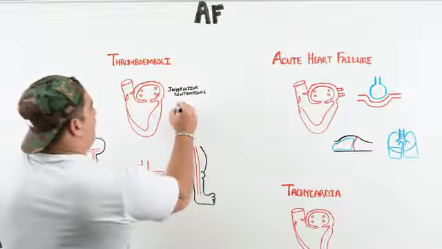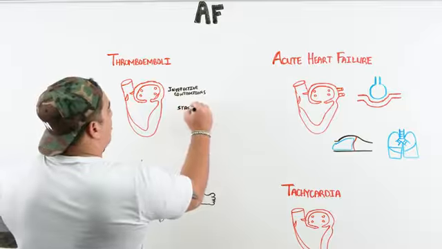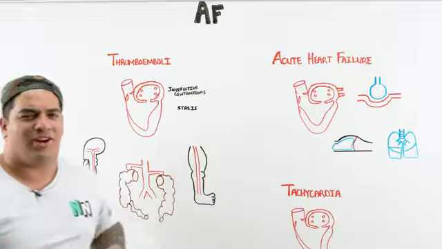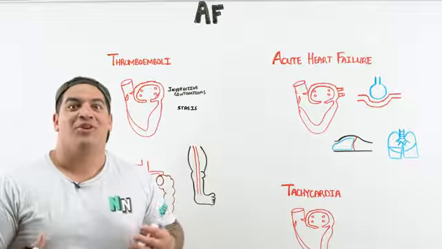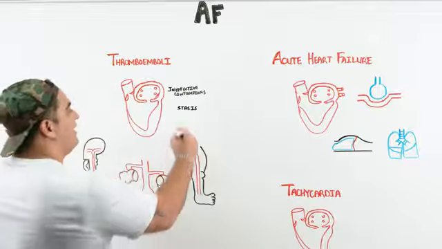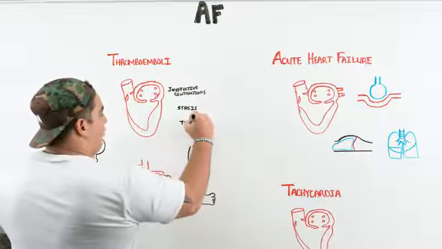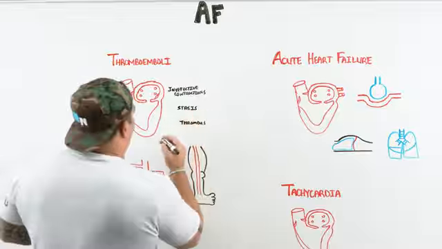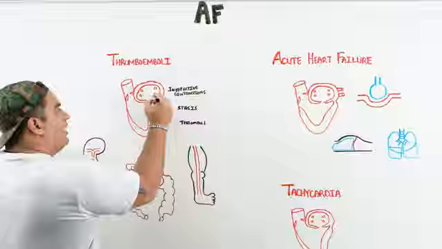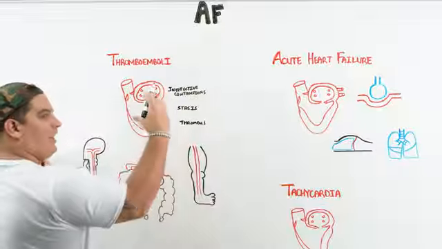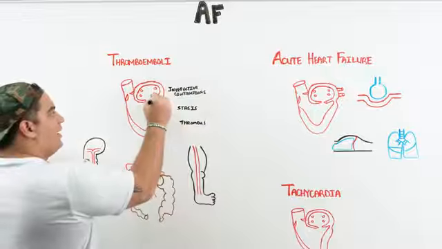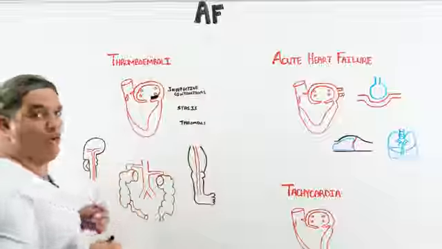Stasis. And from the stasis of blood flow, what do we know about that according to Virchow's triad? It increases the risk of a thrombus. So then you can get a thrombus that forms, like a clot. And usually it forms on the inner side here of the atria, near this little appendage. It's called the left atrial appendage. That's usually the most common area for that thrombus to form.